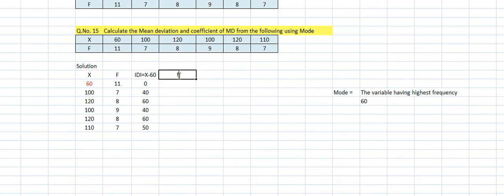Right? So now find f into modulus D. So this one into this one: 11 into 0 is 0. 7 into 40 is 280. 8 into 60 is 480.